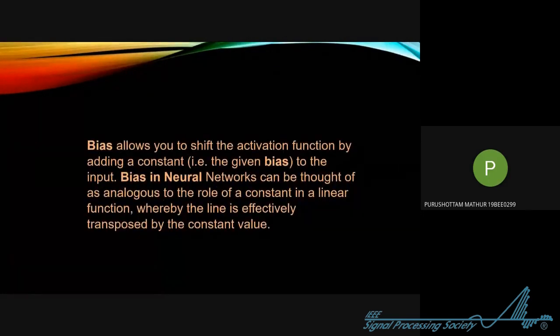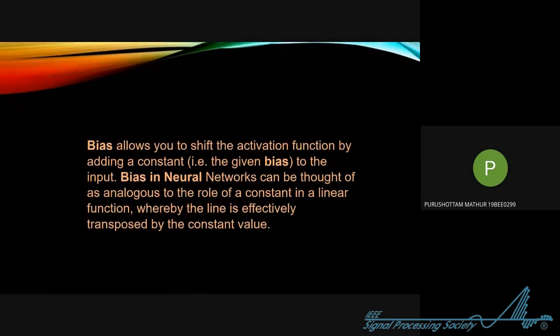Biasing. This is the important thing. You will be getting it in each and every model, at every point of time. Bias allows you to shift the activation function by adding a constant, that is the given bias, to the input. Bias in neural networks can be thought of as analogous to the constant in a linear function, whereby the line is effectively transposed by a constant value.